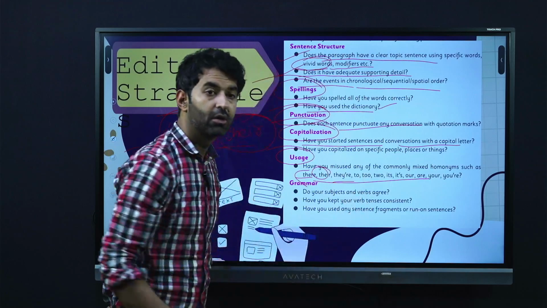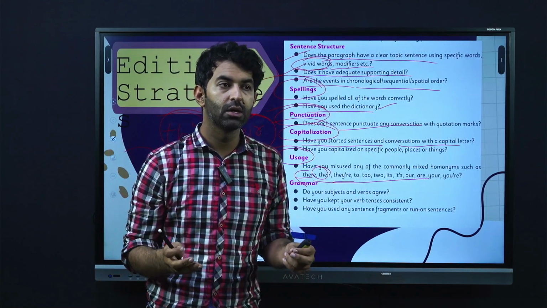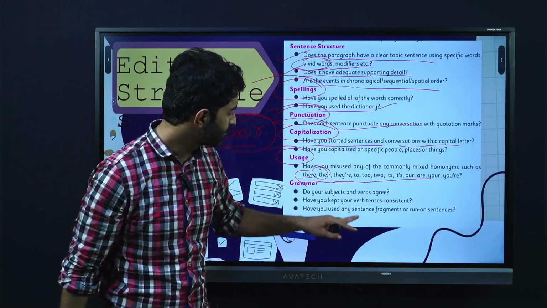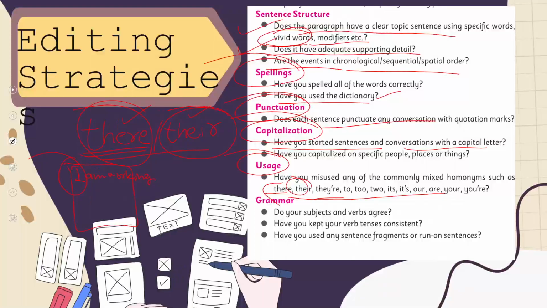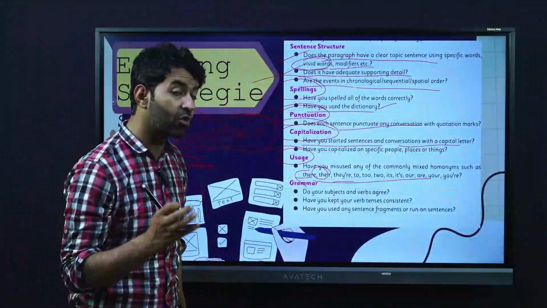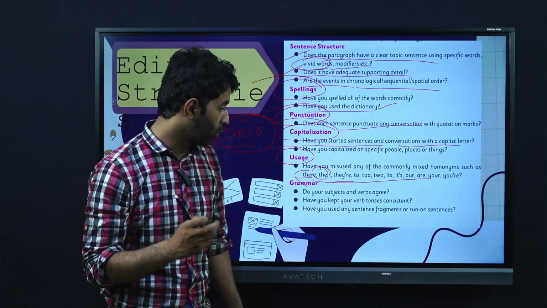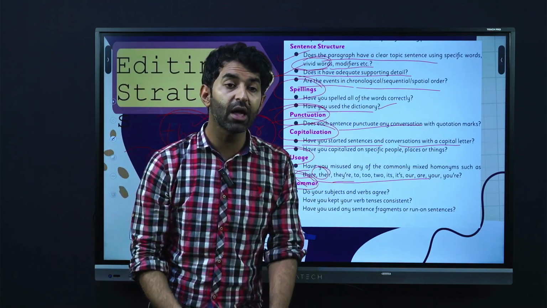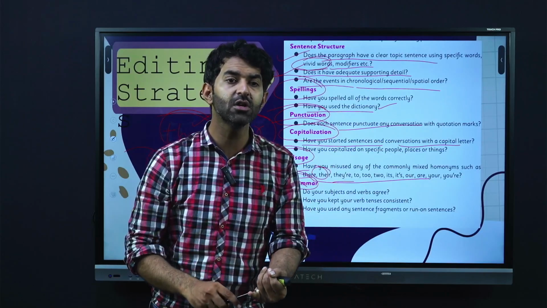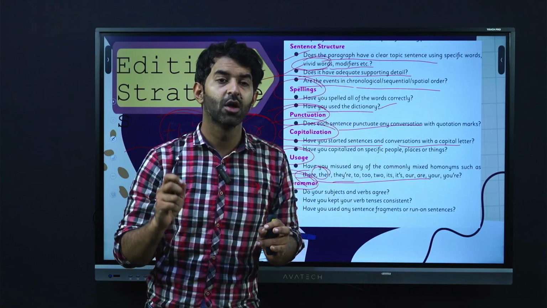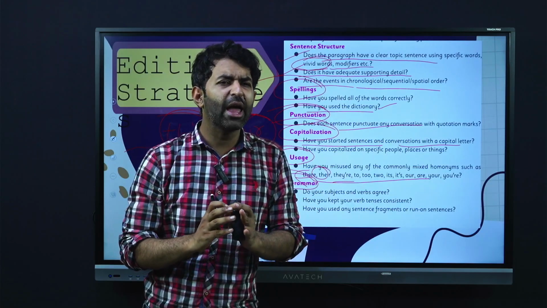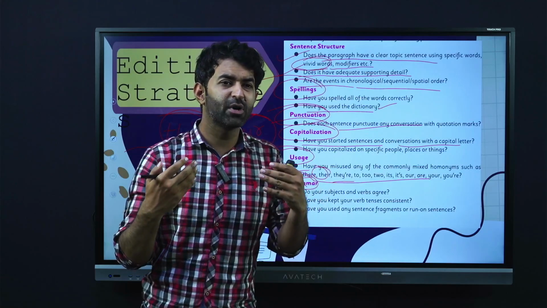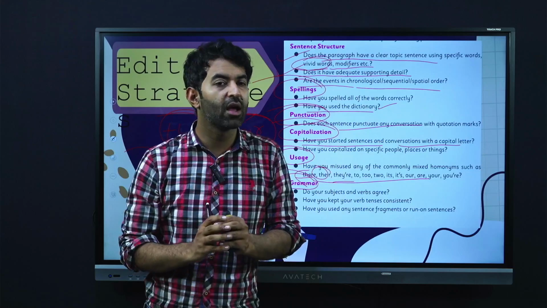There, their, to, too, two. Now, these are homonyms. They sound the same, but they have different functions. So we need to see if we have used the right word, if we have not mistaken it with another word. Then you will check your grammar in your writing. Now we are talking about anything that you write, whether it's your answer, your task, your assignment, your homework, or anything, your story, your personal life, your diary, journal, whatever.